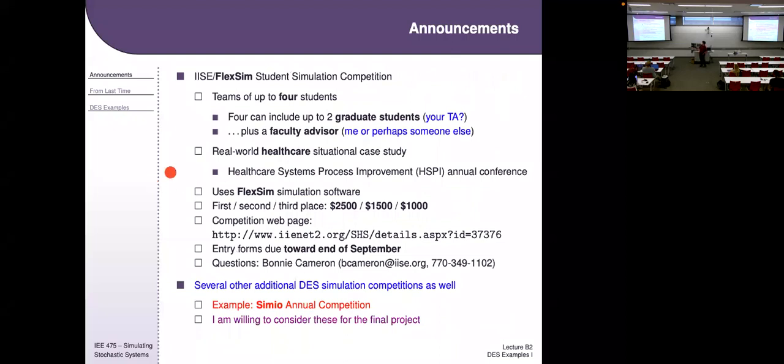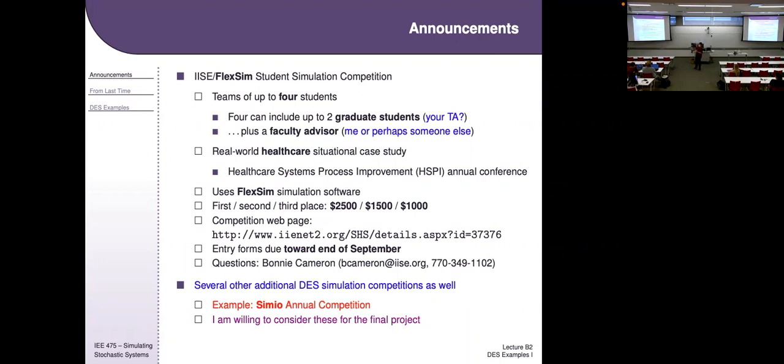And also there's other competitions that I'm happy for you to maybe consider, but the trouble with this competition is it uses FlexSim. FlexSim is a competitor to Arena. Everything you learn in this class is easily generalizable to FlexSim, but you won't have as much support if you do this in FlexSim. But if you're interested in healthcare, if you're interested in learning an additional software package, anything you learn in this class, it's easy enough to find the analog in FlexSim. So that would be another option. And then there's also Simio, another competitor, they have their own annual competition. So they all have these competitions to encourage students to learn their software.